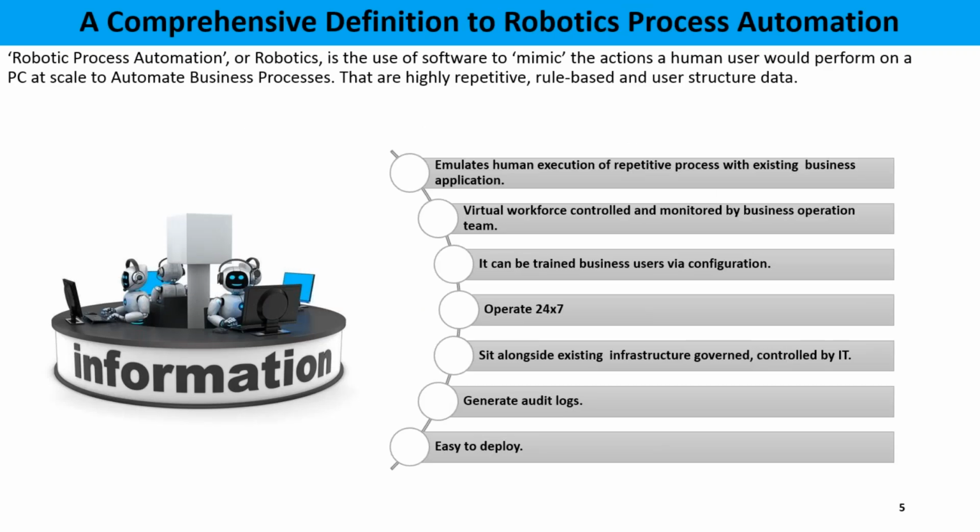So coming to the first slide, which we call the definition. What is the definition of robotic process automation, or RPA? As all of us know, it is a kind of software. Robotic process automation is the use of software to mimic the actions of a human user. That means we are going to write multiple lines of code which will replace a human agent, or mimic the job of a human agent, what he is doing day to day, to automate any business process.